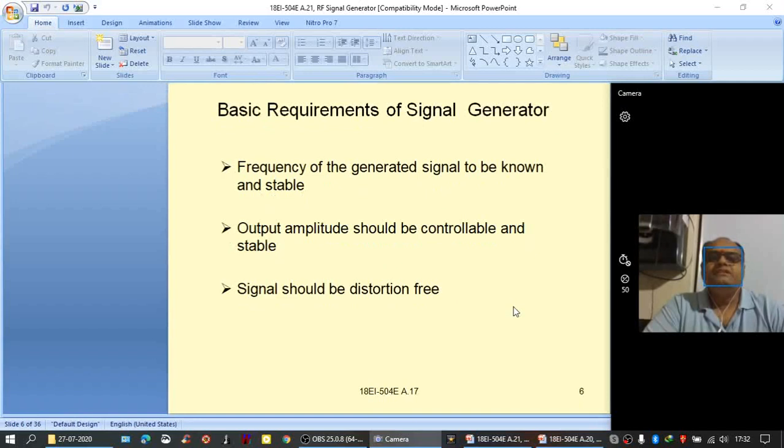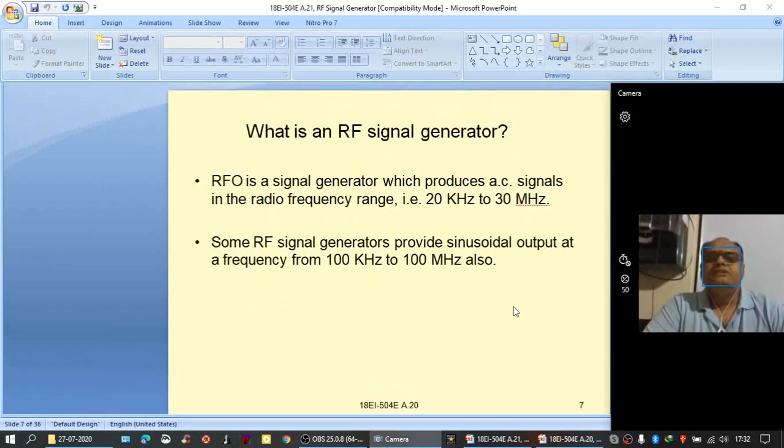What is an RF signal generator? RF signal generator is a signal generator which produces AC signals in the radio frequency range, that is 20 kilohertz to 30 megahertz. In practice, some RF signal generators provide sinusoidal output at frequencies in the range of 100 kilohertz to 100 megahertz also.